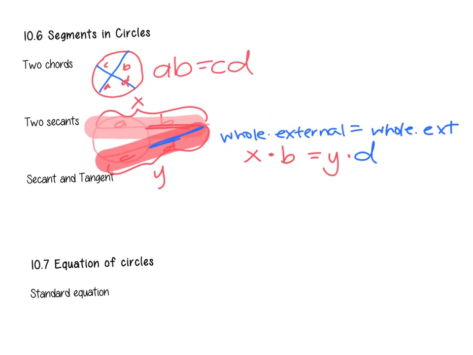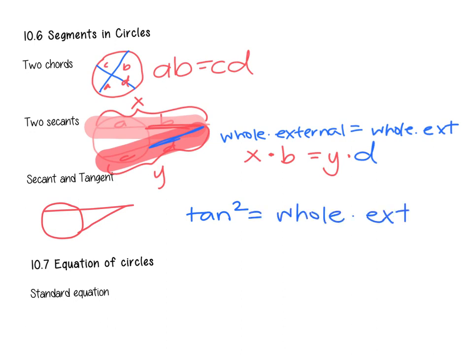And then the last one in 10.6 was a secant and a tangent. So circle, secant, tangent. And for this one, it's tangent squared equals the whole times the external part of the secant. So if this whole thing is X, and this is Y, and this Z, then it would be Z squared equals the whole, which is X, times the external part, which is Y.